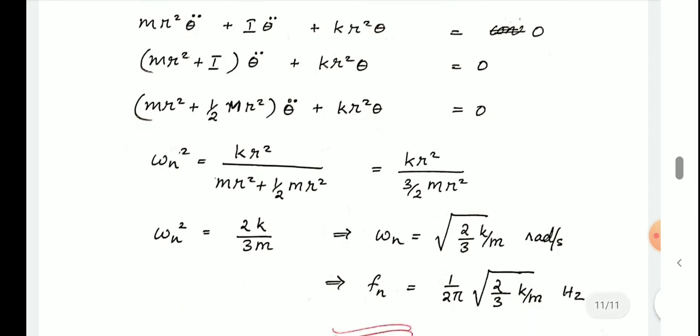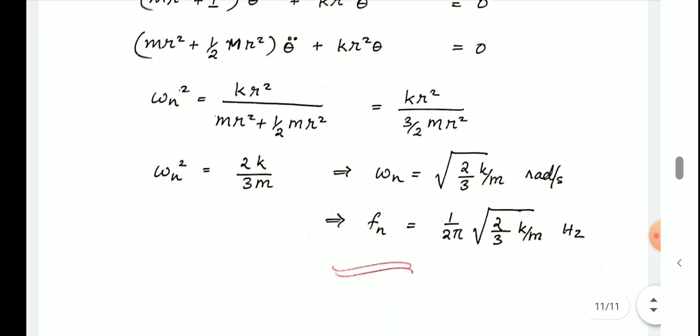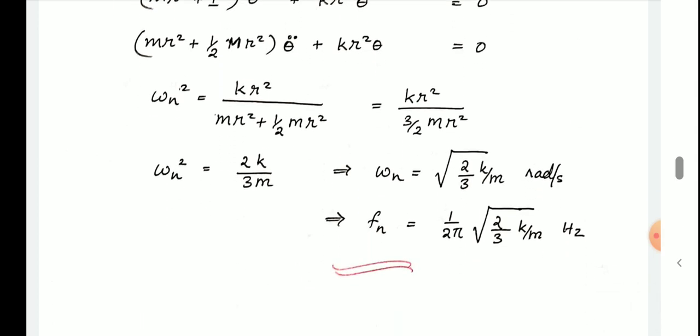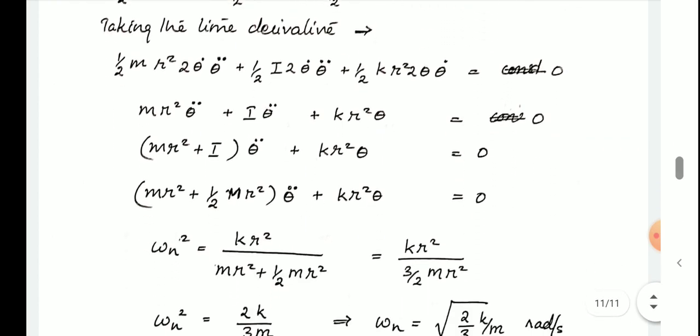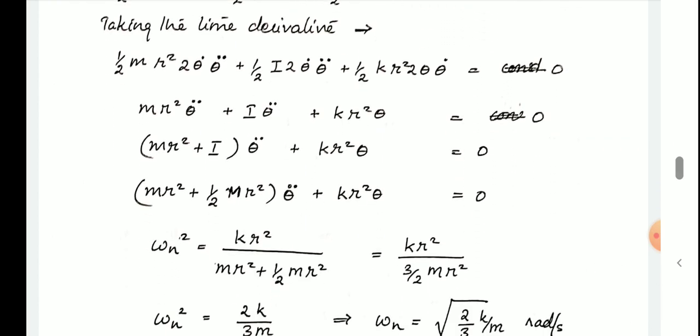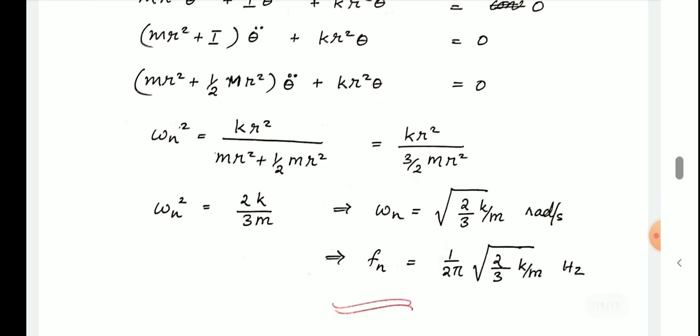Hence, rearranging and taking the square root, finally we arrive at omega n is equal to square root of 2 by 3 k by m radians per second, and in hertz fn is equal to 1 by 2 pi into square root of 2 by 3 k by m. Now see, in place of I we have substituted half into capital M into r square, but that capital M does not appear afterwards, after that particular equation.